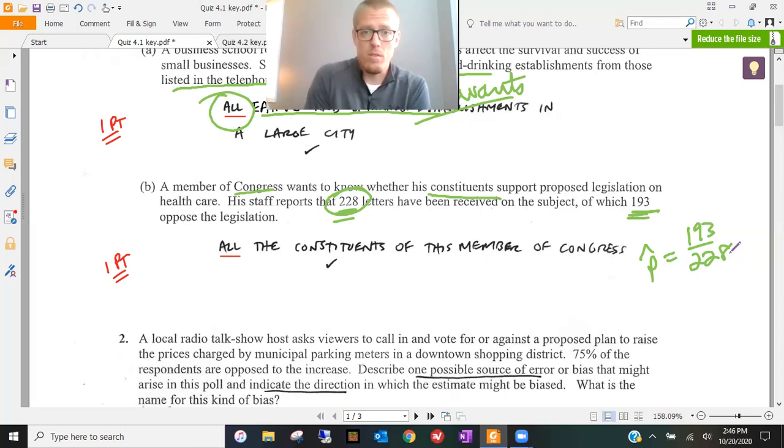That's a sample. That's a certain number of people. Not everybody wrote a letter. Who do they represent? They represent all the constituents, all the people of this member of Congress. Okay, so it's not all the constituents only, because then who are we talking about? All the constituents of what? All the constituents of this member of Congress.